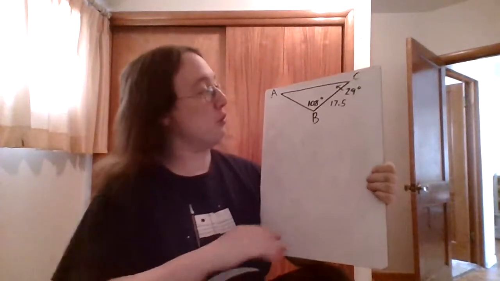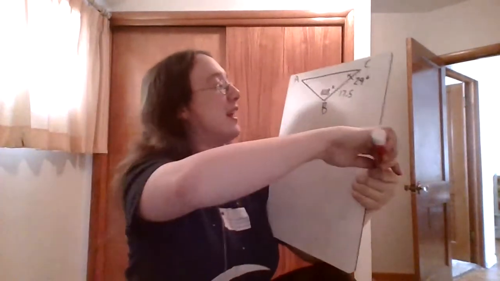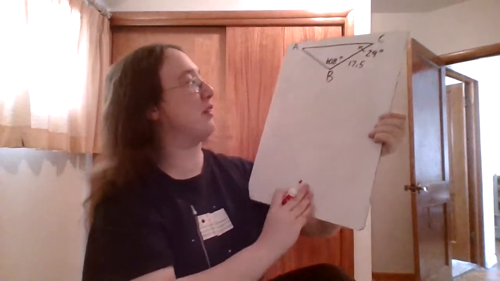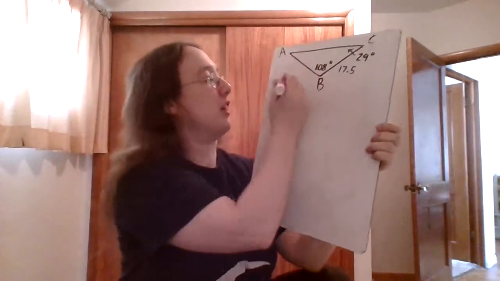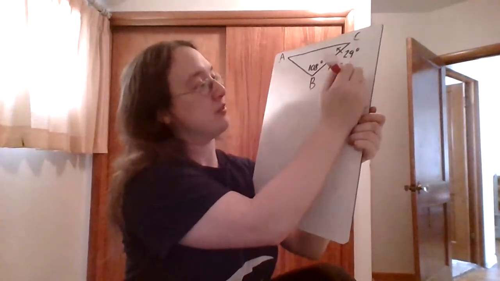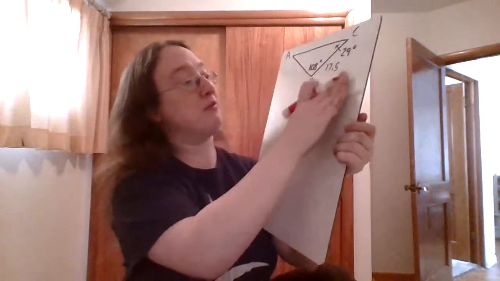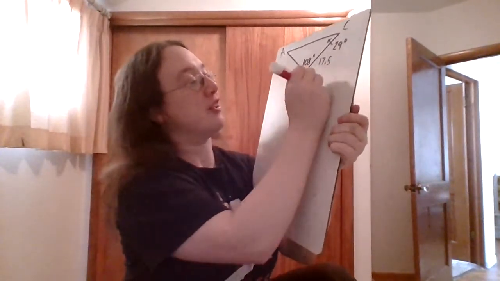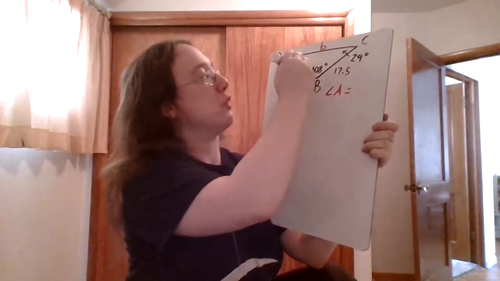Alright, one more of these. So we've got angle B, we've got angle C, and we've got side A. So we're looking for angle A. I should leave myself a little bit more room there. So we're looking for angle A, and we're looking for little b, and we're looking for little c.